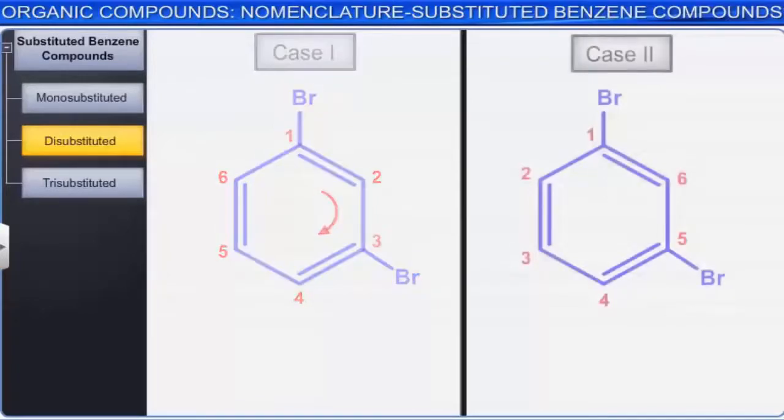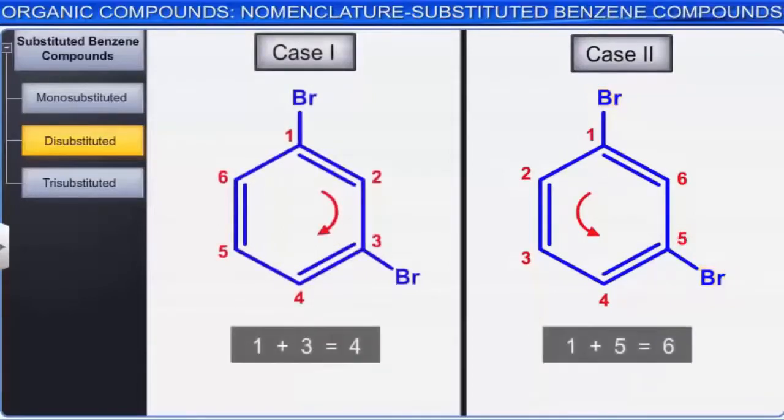In case 2, the numbering of carbon atoms is done in the anti-clockwise direction. As a result, the two bromine atoms are present at the positions 1 and 5. According to the rule, case 1 follows the correct way of numbering.